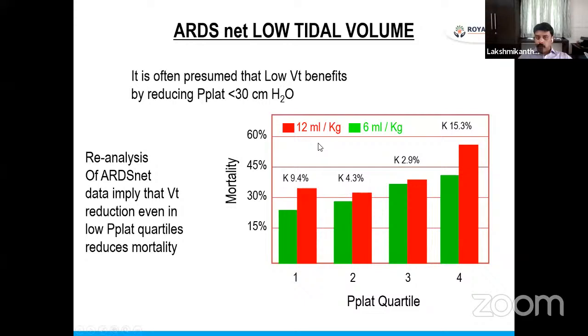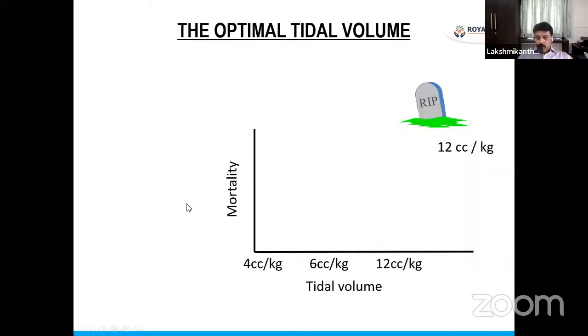So they clearly disproved that it is only the plateau pressure target which is important; independently, a low tidal volume of 6 ml per kg is a factor that can reduce the mortality and increase the survival rate and discharge rate in a patient with ARDS, maybe along with a plateau pressure of less than 30.